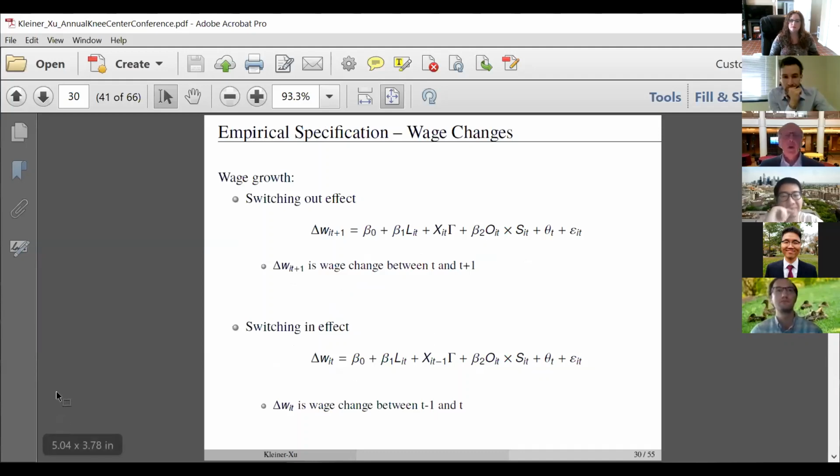In terms of our empirical specification, we use very much the same type of model, that is the switching out effect. That is what happens to individuals in terms of their wage growth in period T to T+1, controlling for occupation, controlling for licensing, and individual characteristics. We use the same type of model, that is wage changes between T-1 and T for individuals who switch into a licensed occupation. So what are the effects of licensing on individuals in terms of transitions?